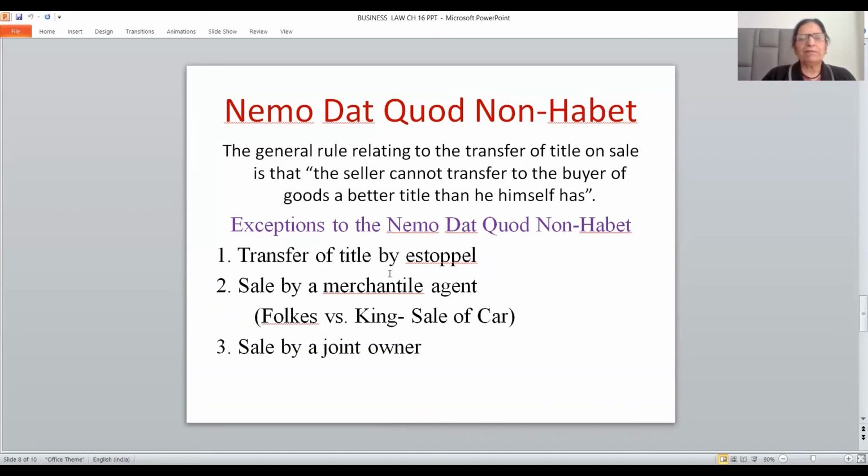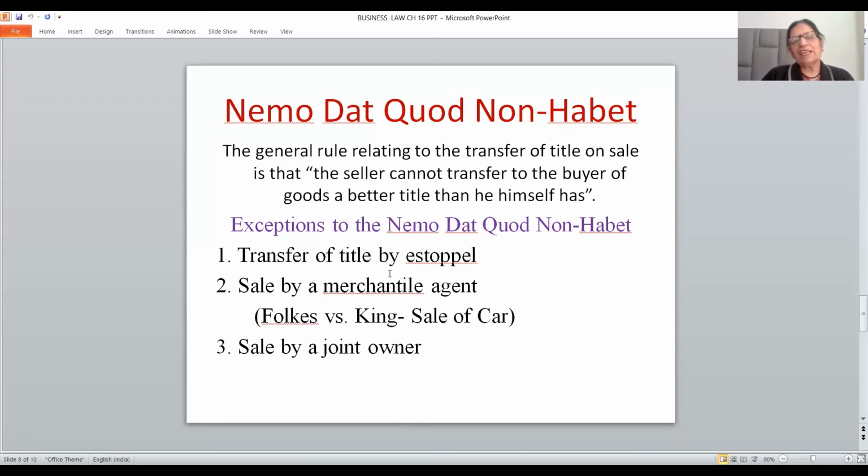Second is sale by mercantile agent. A mercantile agent, you all know, friends, is not the owner of goods. He is the agent who has been appointed to sell the goods on behalf of the principal. Even then, he always transfers a valid title to the buyer. The case law is Fox versus King.